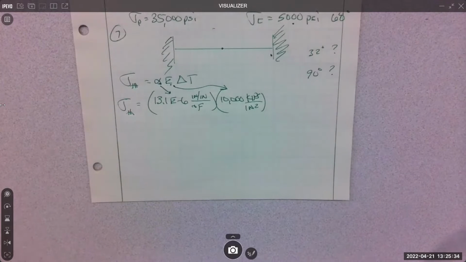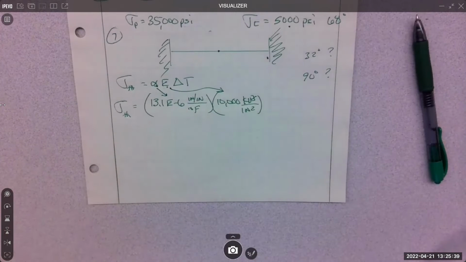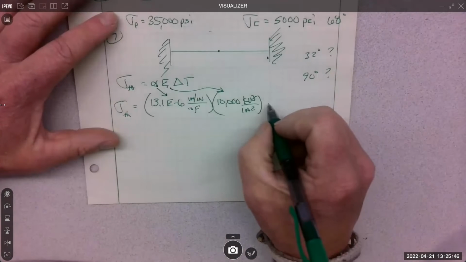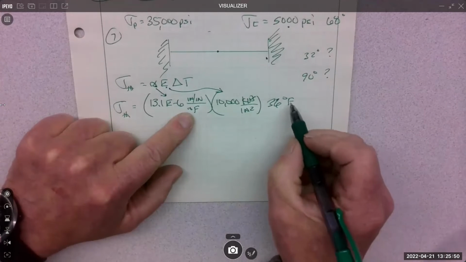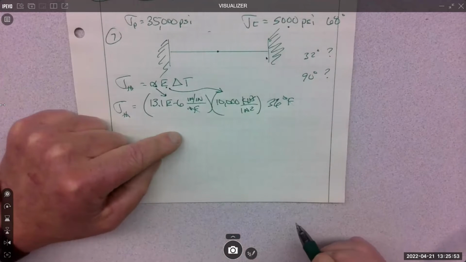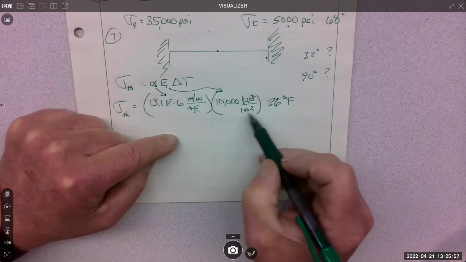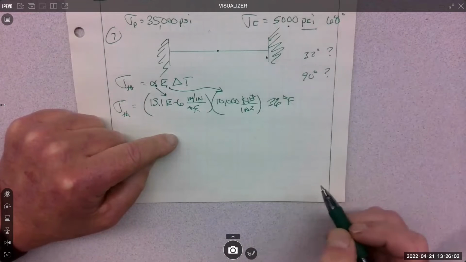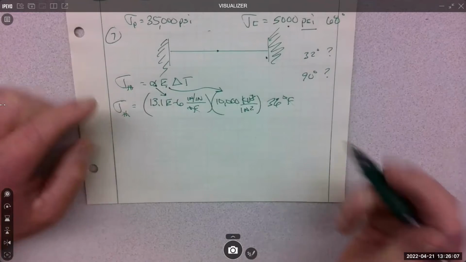Now we need delta T. So we need the change between 68 and 32. 36 degrees F. Just making sure my units cross. Degrees Fahrenheit go away. Inches squared, kips per inch squared. That's going to stay. That's going to be my unit, KSI. So if I'm adding it to PSI, I'm going to have to figure that one out. Let's see what we get.